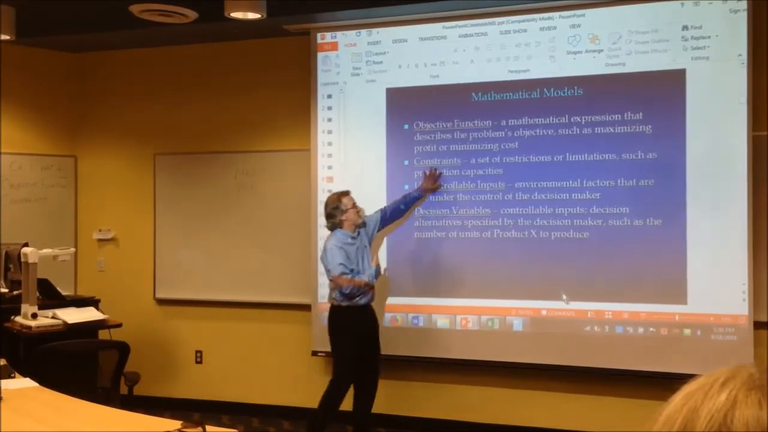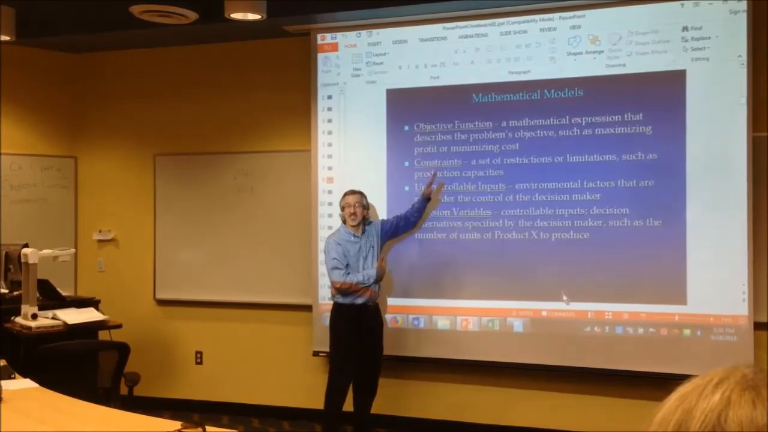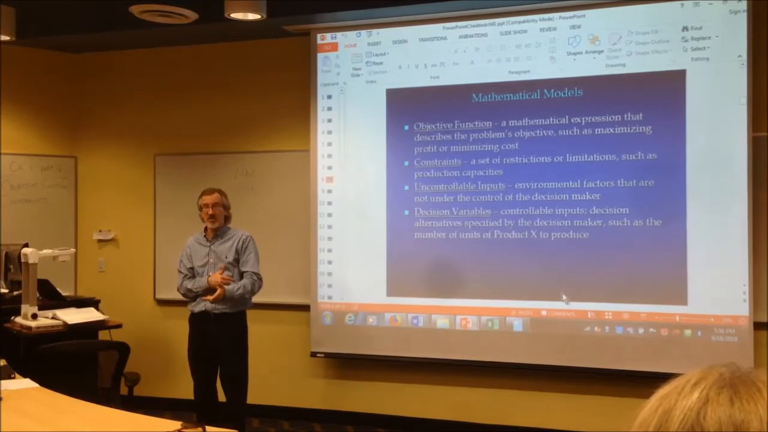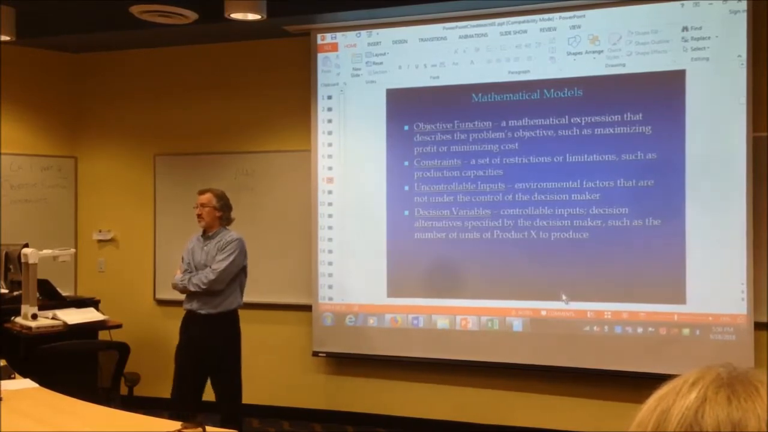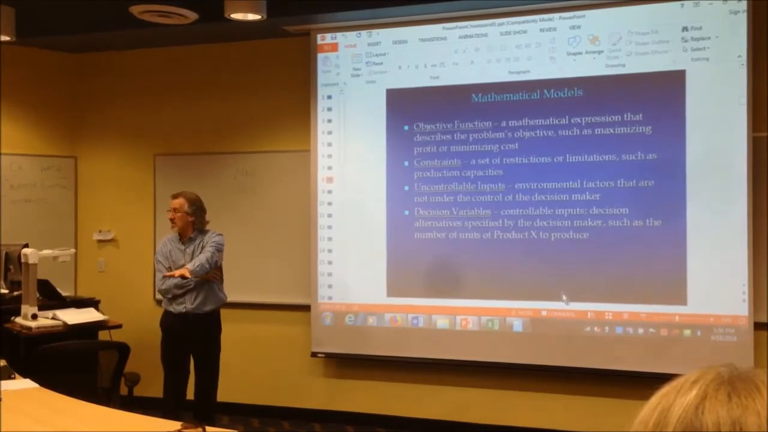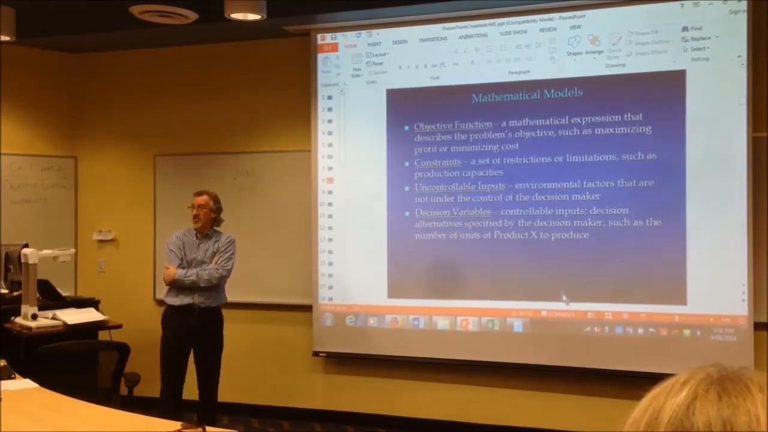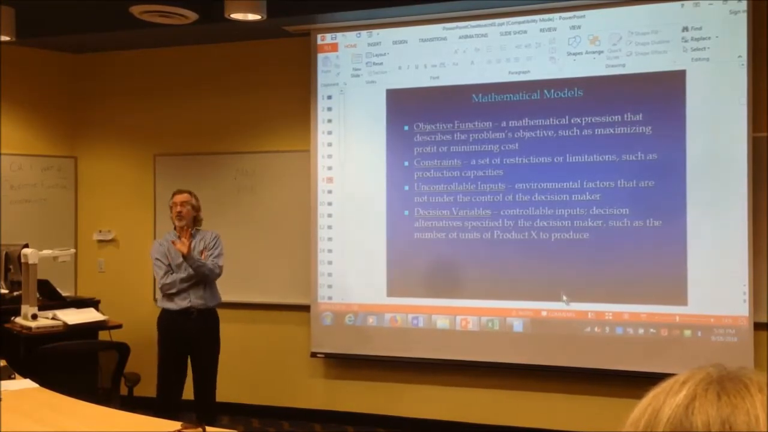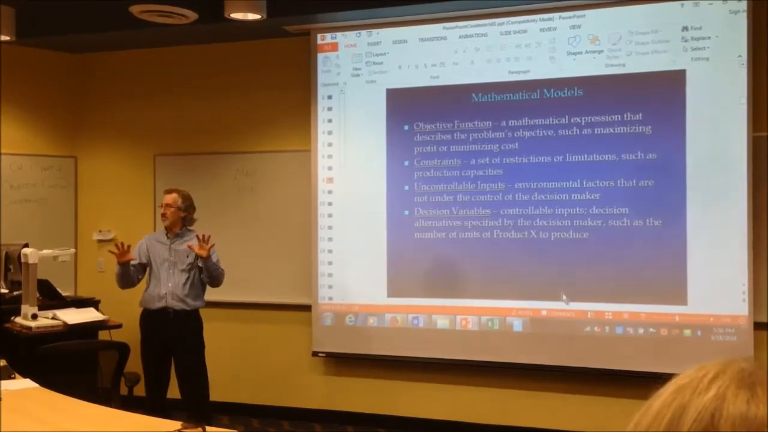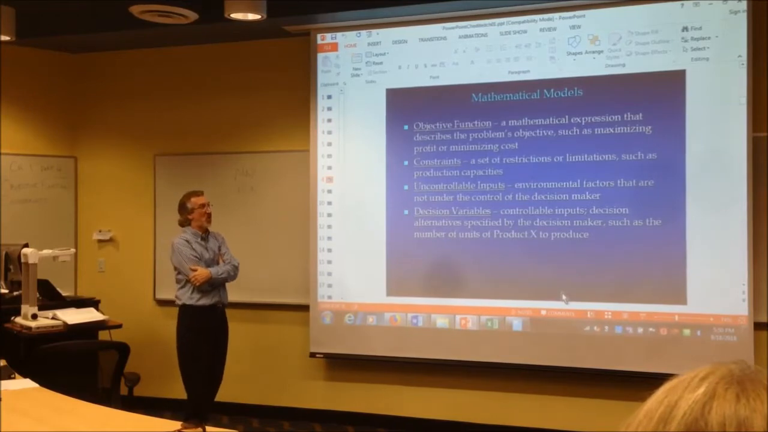The constraints always have an equality, either a less than or equal, greater than or equal, or equal. The equal is always part of the constraint. So it's either less than or equal, greater than or equal, or equal. Never just less than, never just greater than. All right? Constraints all.